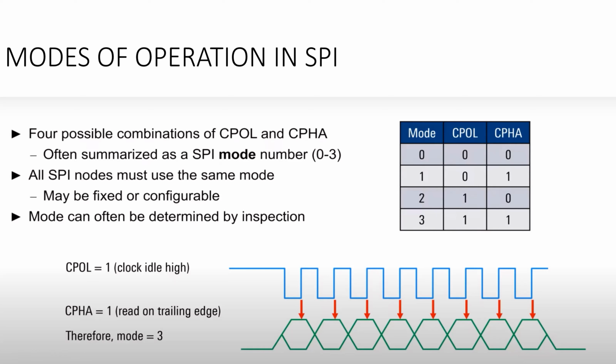Suppose we have four or five slaves connected to one single master. To make communication between these slaves and the master, we can use any of the four modes, but we have to use only one mode for all of the communication, right?